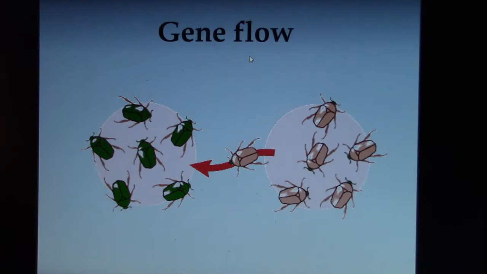Gene flow. So some individual from another population gets blown into or floats on a piece of wood across the river or whatever is separating the two populations. And maybe, you know, it's like, woohoo, that one that's tan, it sure is sexy, let's breed with him or something like that. So that brings in new alleles.